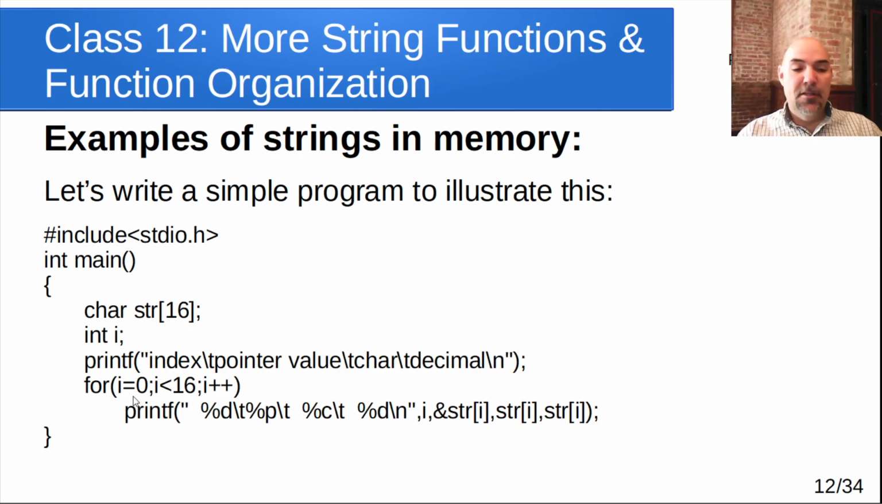And then I'm entering a loop that goes for i equals 0. So we're going to start i at 0. We're going to run while i is less than 16, and we're going to increment i at the bottom of the loop every time. Now what are we going to do in the loop?